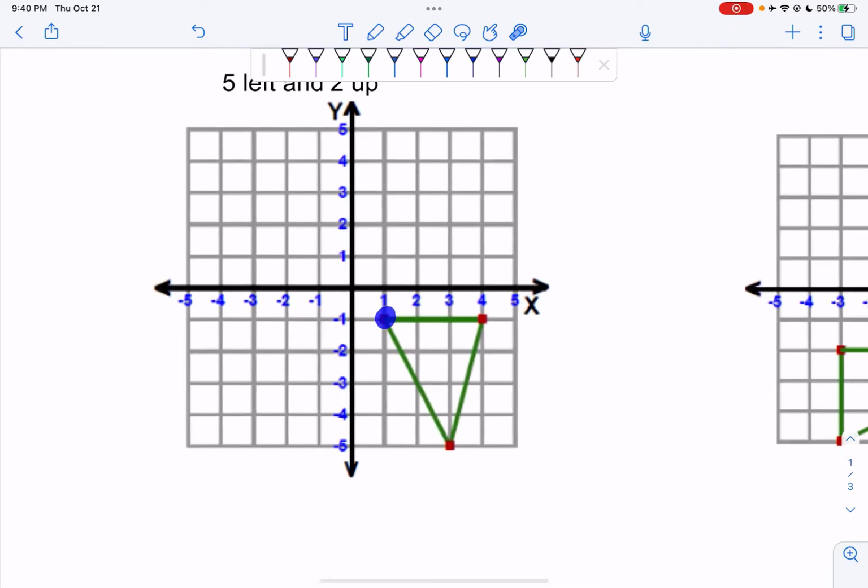So let's start with this point. So we go 5 to the left, so 1, 2, 3, 4, 5, and then 2 up. 1, 2, and we plot a point right here. Then we take this point and we go 5 to the left, 1, 2, 3, 4, 5, and 2 up, 1, 2. Plot a point. We go 5 to the left, 1, 2, 3, 4, 5, 2 up, 1, 2. Now we're going to connect those points with a straight line.